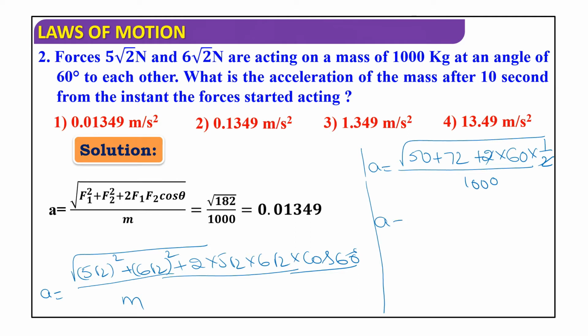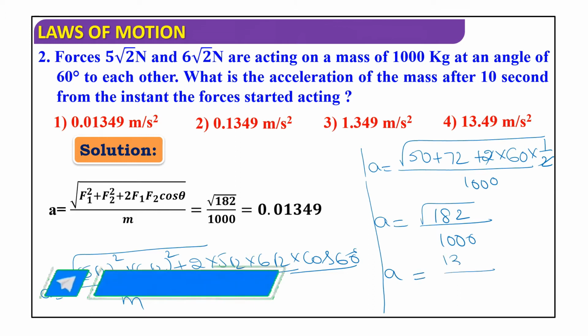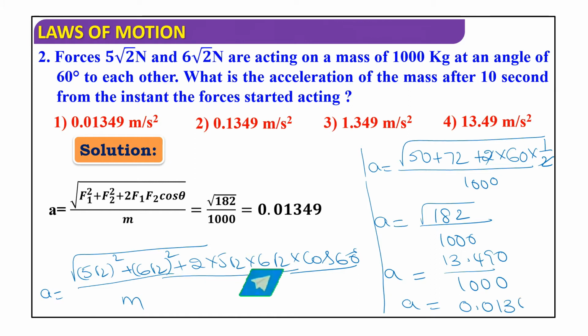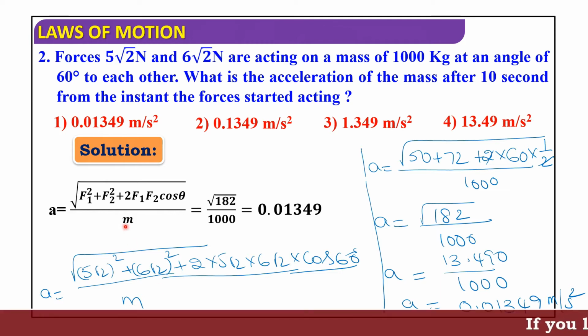So A is equal to root of 60 plus 72 plus 50, that is 182, divided by 1000. Root 182 is 13.490, divided by 1000. So A is equal to 0.01349 meters per second square. This is the acceleration. Which option is correct? 0.01349, the first option is correct. Okay, next.